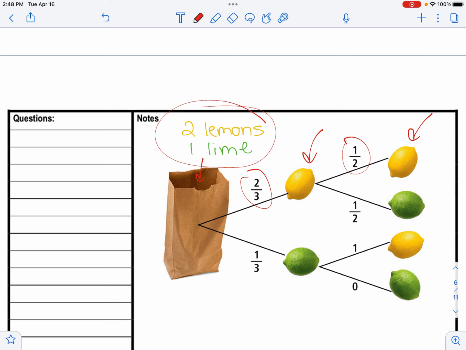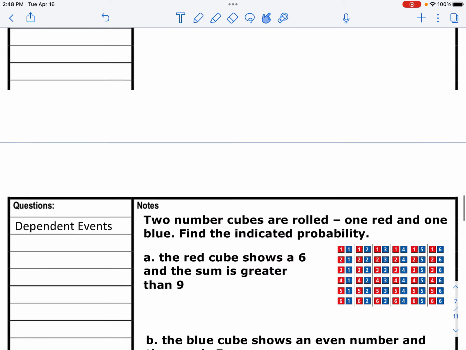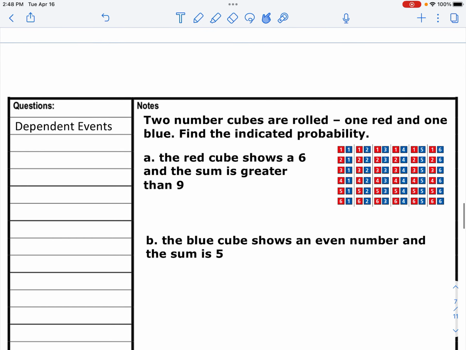So that's why what happened with the first probability does impact my second one. And you could see if I went down the other path here, what if I drew a lime the first time? There's only 1 lime in there. Now the second time, I have to get a lemon because there's no limes left. So you can clearly see that the first draw definitely impacts the probability of the second draw, because I didn't replace it. Those are called dependent events.